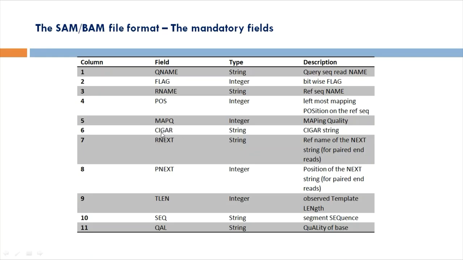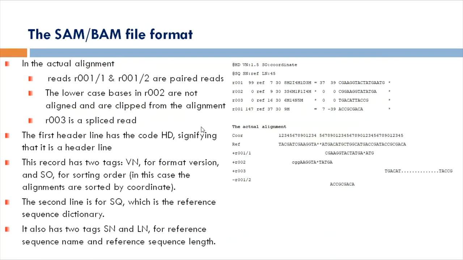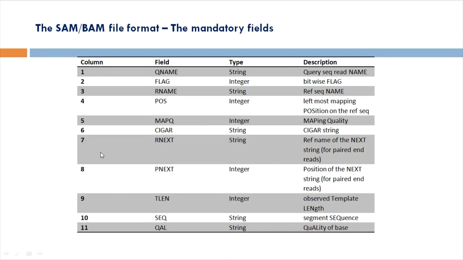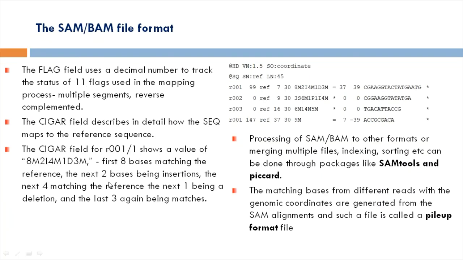concise, it's called a CIGAR string. It's a concise idiosyncratic gapped alignment report, or alignment read in some cases they call it. So that is very important. That tells us the nature of the alignment with the reference genome. What it simply means is that it's just a simple code. You see here, for example, this is the CIGAR field value. So 8M means 8 matches. That read makes 8 matches with the reference genome, 2 insertions, once again followed by 4 matches, 1 deletion, and 3 matches. So that is a concise way of defining the alignment, right?